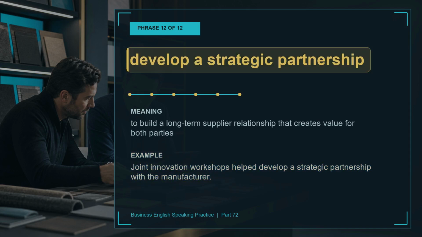A strategic partnership goes beyond routine transactions. It may involve shared planning, improvement, and investment. Use this phrase for suppliers that are important to long-term business success. Now repeat. Develop a strategic partnership.